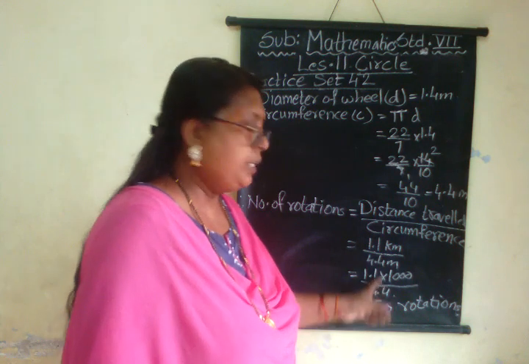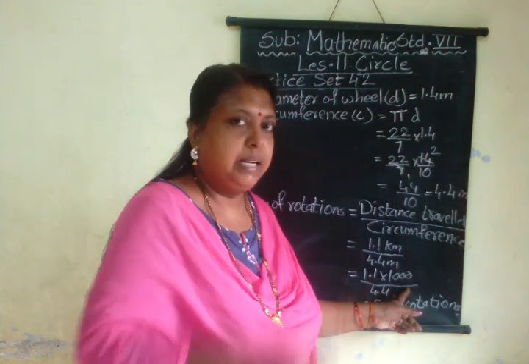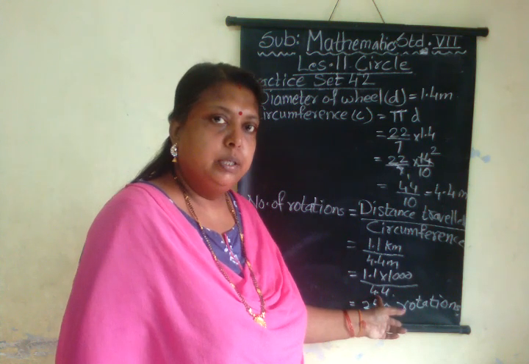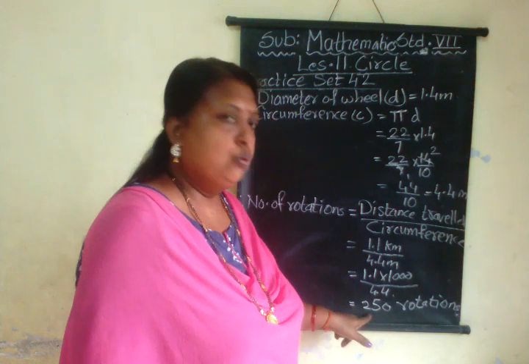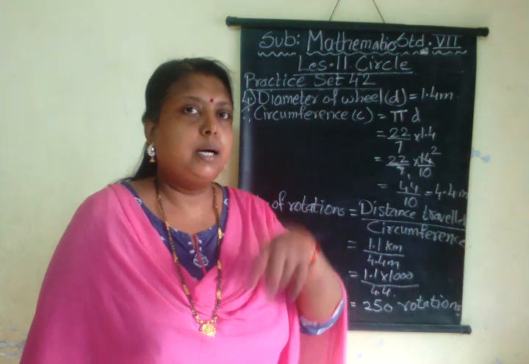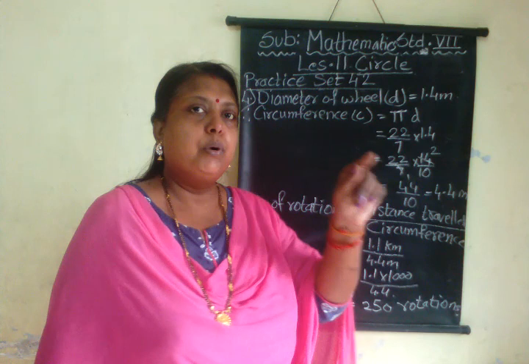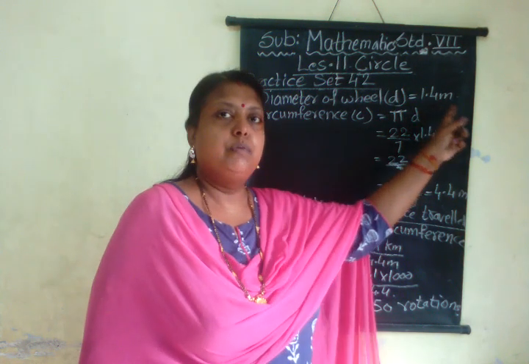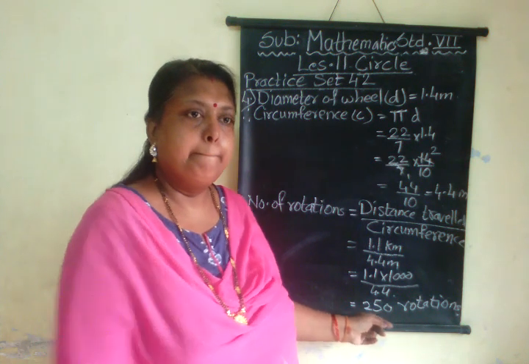This calculation you can do later on. 1.1 you multiply by 1000, you get 1100. 1100 divided by 4.4 you can do. Okay. So this gives you answer as 250 rotations. Means the wheels of the bullock cart, they rotate 250 times in 1.1 kilometer if the diameter of the wheel is 1.4 meter. So this is the answer. Take down.